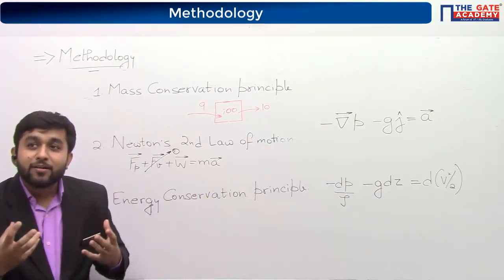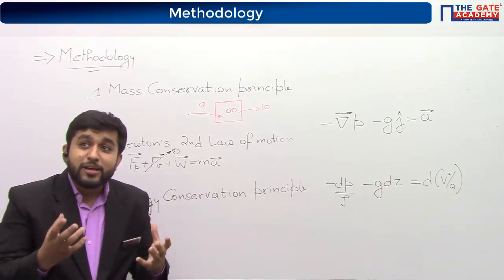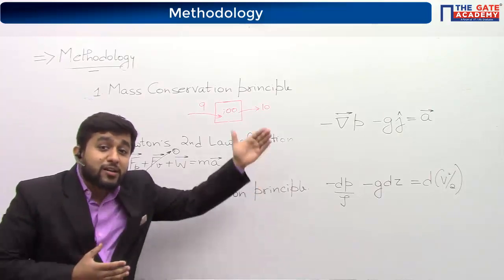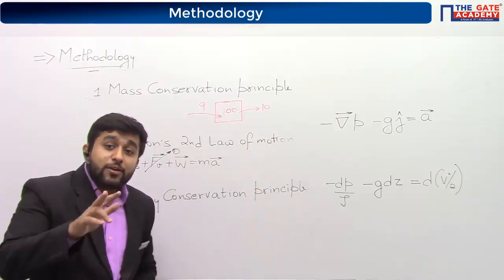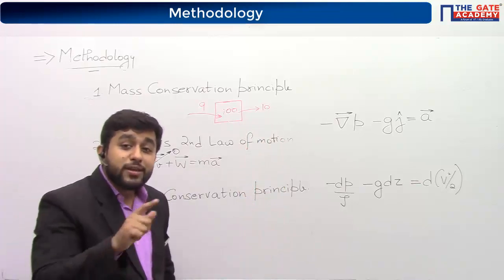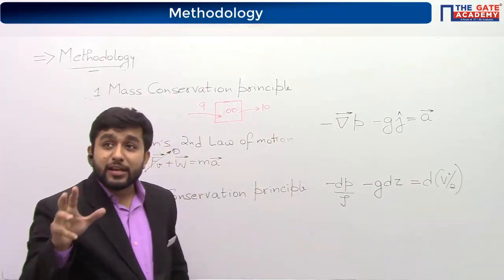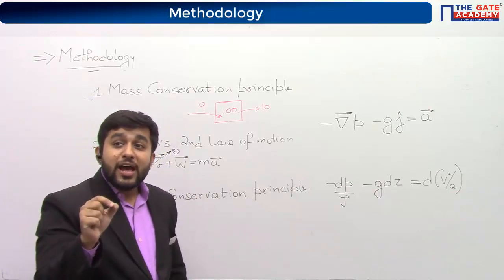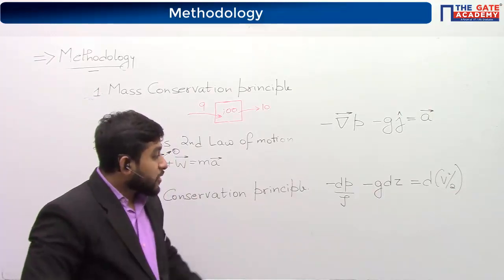Okay, please listen to my statement. What I am saying is, when we are writing down these equations, there are two methods to do it. One is the Eulerian approach and the other one is the Lagrangian approach. So we need to understand what these approaches are.